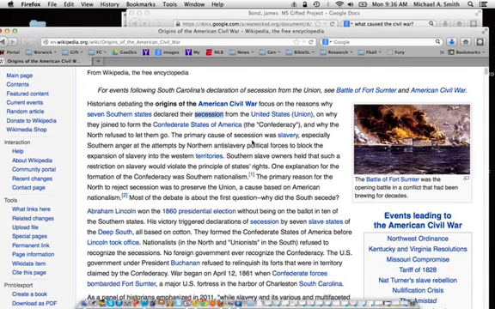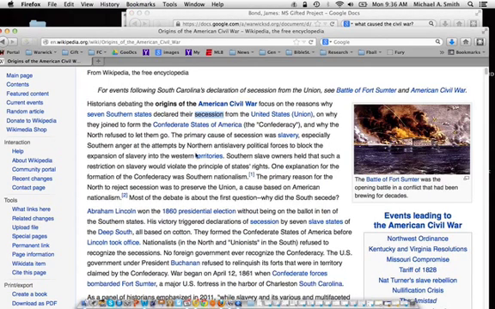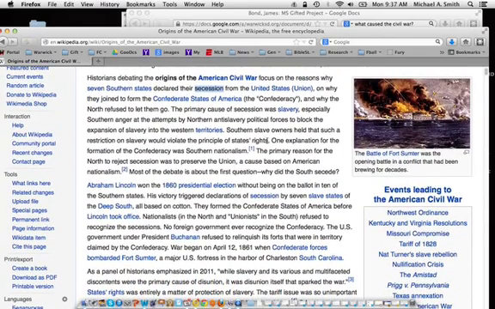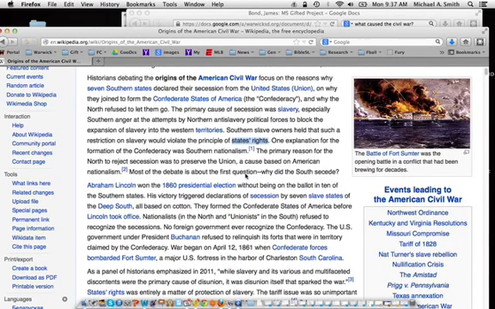The primary cause of secession, the leaving of the United States, which is what the term means, was slavery, especially Southern anger at the attempts of the Northern anti-slave political forces to block the expansion of slavery into the Western territories. So right there is our answer, according to Wikipedia. So I'm going to put in here slavery, and I'm going to keep reading. As I keep reading down, we see the principle of states' rights mentioned. Seems to be important. One explanation was Southern nationalism.